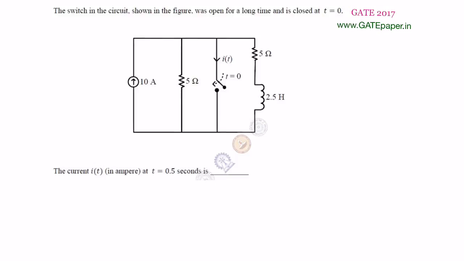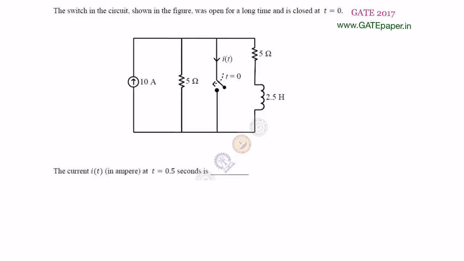In this question we are going to find out the current I of t at t is equal to 0.5 seconds, as indicated. I of t is indicated over here. So we are going to calculate current I of t at t is equal to 0.5 seconds, given that one switch was open for a long time and it is closed at t is equal to 0.